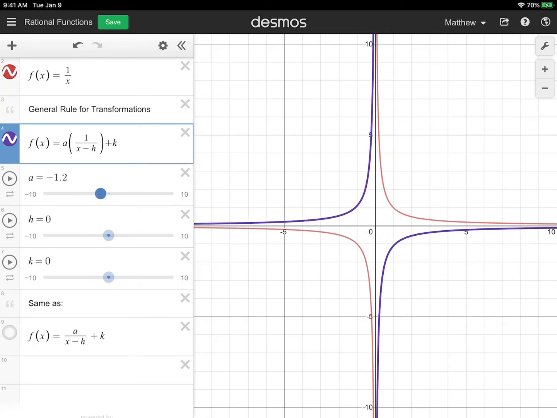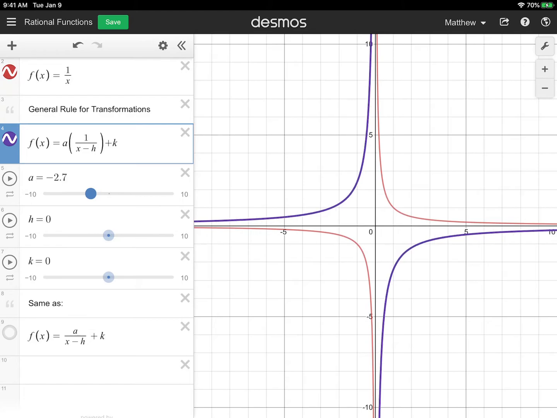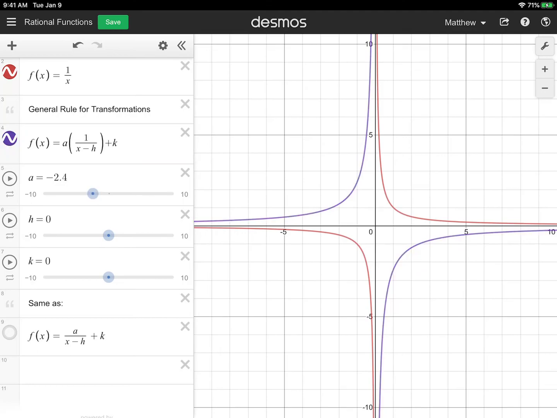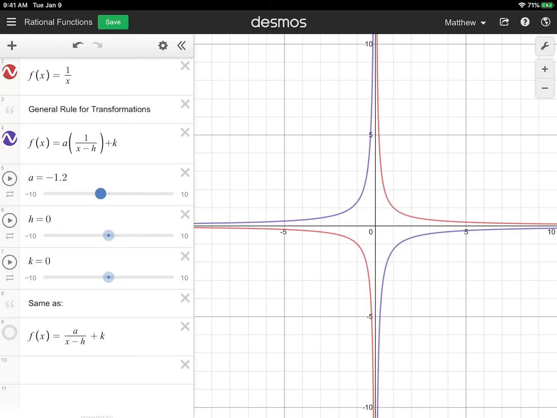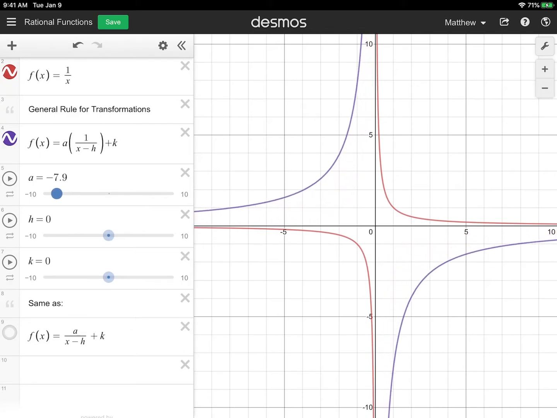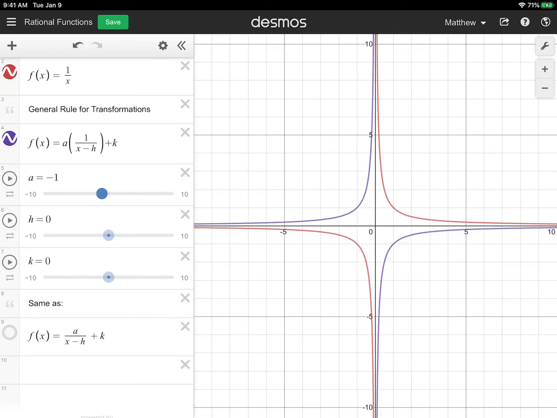Now what happens if a is negative and this thing flips? Bam. Notice how it essentially reflects across the x-axis. It also looks like it's the same reflection across the y-axis. So this is why we're not introducing b, because a and b are doing the exact same thing. As a is less than -1, we can see that it starts to pull away, but it's still flipped. And if a is between -1 and 0, it's still flipped, but it's compressed as well.